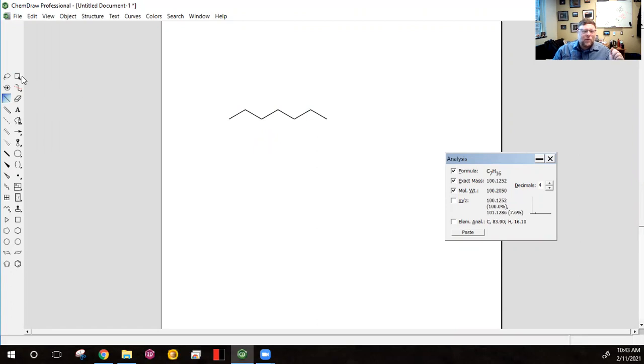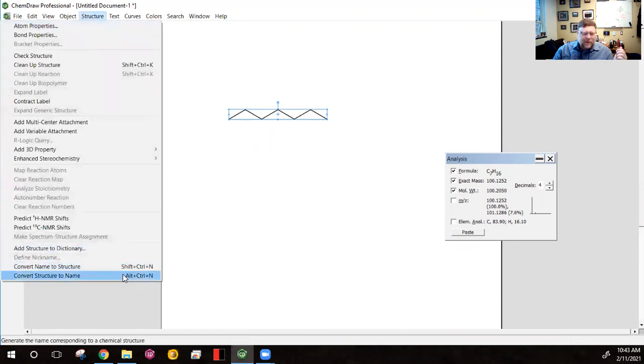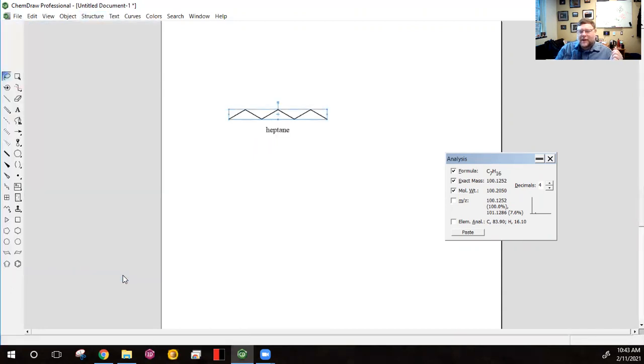So what is that molecule? Name that. You can highlight it, and you come up here to structure, and you can ask it to convert the structure to name, and it tells you it's heptane. And then you can start putting stuff on there. 2-methylheptane. Turn that into an alcohol.